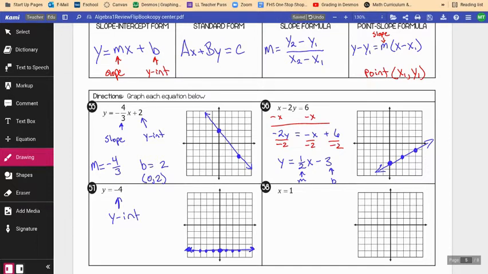Then number 58 has x equals 1. Well, technically this is the x-intercept. So here is when x is equal to 1. Again, that says x is always equal to 1. So this series of points is where x is always equal to 1. So we have a vertical line.